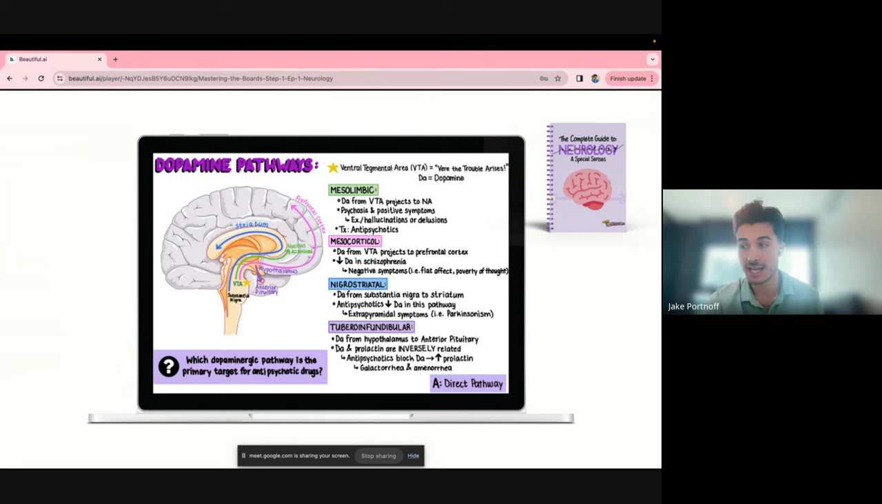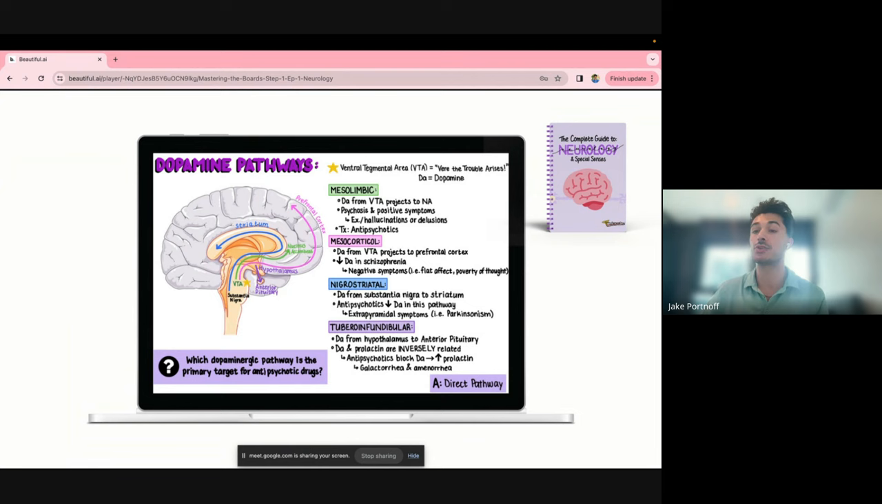Finally, our tuberoinfundibular pathway. Just remember this relationship, super high yield. Dopamine and prolactin are inversely related, okay? Which means if you have an increase in dopamine, you get a decrease in prolactin. If you have an increase in prolactin, you get a decrease in dopamine. If we give antipsychotics, classic example, they block D2 receptors and decrease dopamine. Decreased dopamine means increased prolactin. With increased prolactin, now we can think of the pathologies that would be related: galactorrhea, amenorrhea, right?